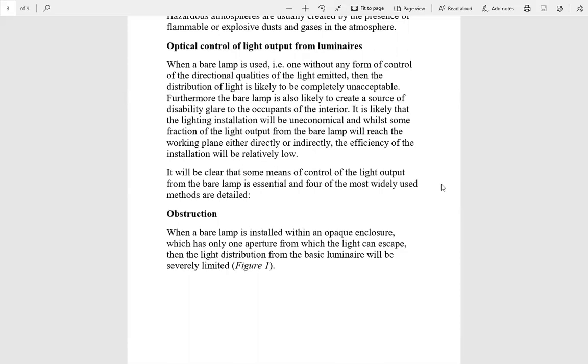It is likely that the lighting installation will be uneconomical, and whilst some fraction of the light output of the bare lamp will reach the working plane either directly or indirectly, the efficiency of the installation will be relatively low. It will be clear that some means of control of the light output from the bare lamp is essential, and four of the most widely used methods are detailed.